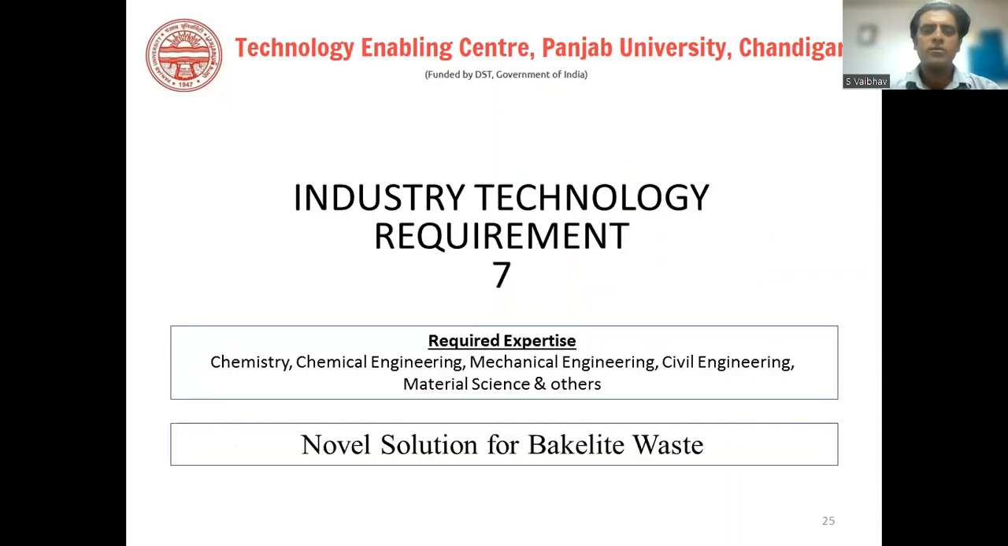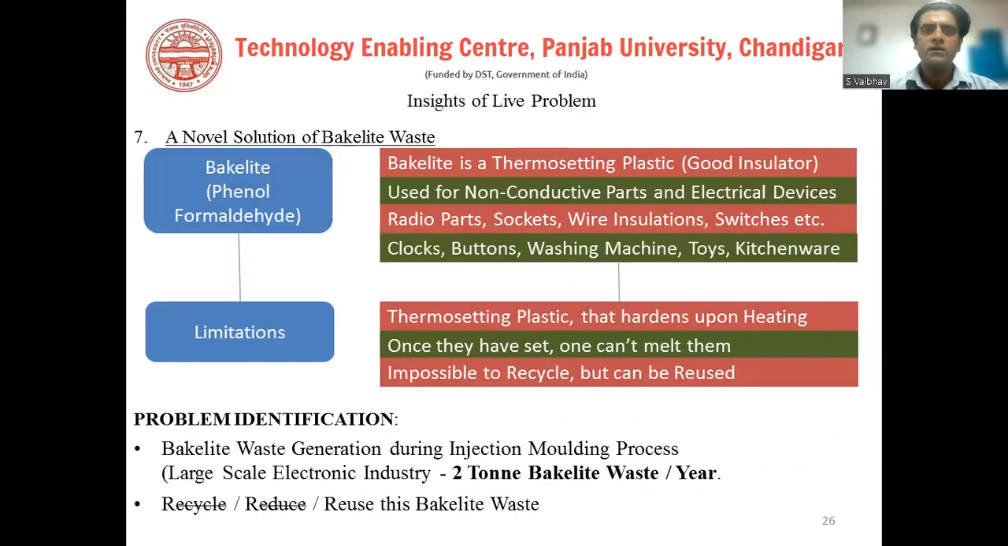The next requirement is for a novel solution for bakelite waste, in which we require expertise from chemistry, chemical engineering, mechanical engineering, civil engineering, material science, and others may collaborate. Bakelite is basically a phenol formaldehyde, which is a thermosetting plastic. It is a good insulator, and it is used for non-conductive parts and electrical devices such as radio parts, sockets, wire insulation, switches, clocks, buttons, washing machines, toys, and kitchenware.